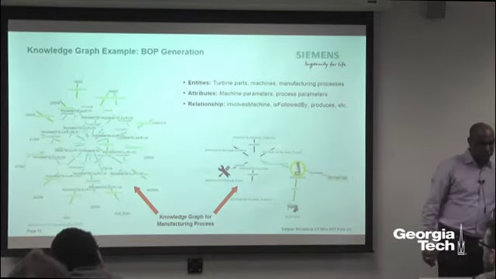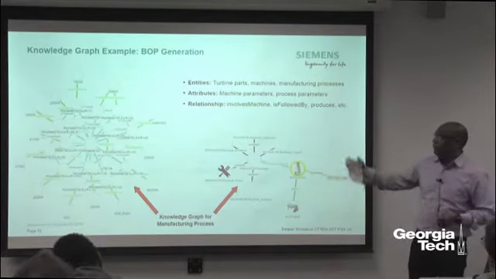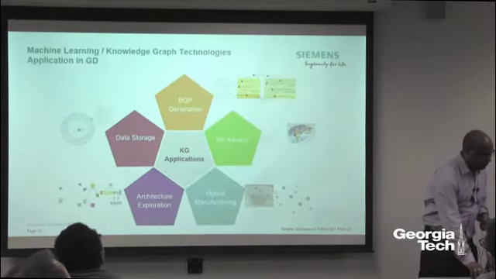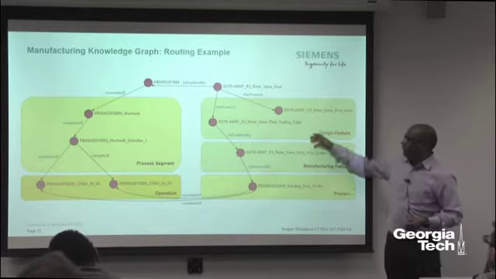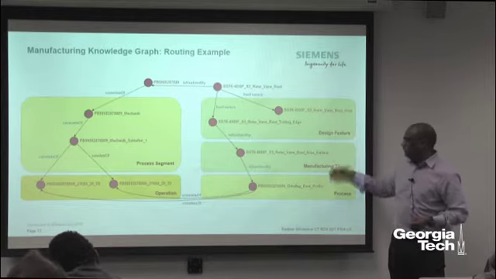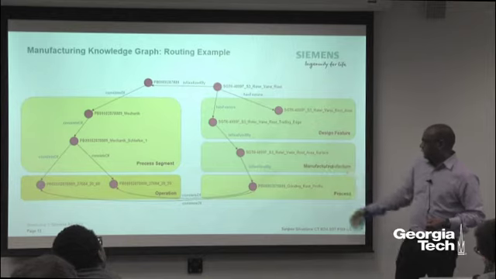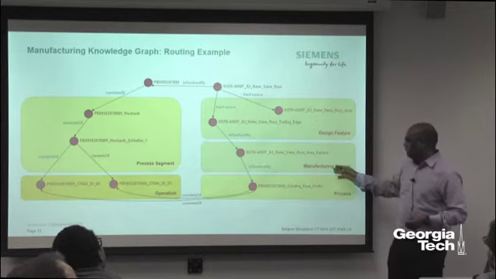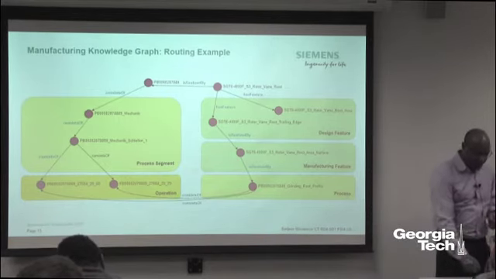So this is just a few examples of the knowledge graph. This is the bill of process generation use case, and I'll talk more about it, so I'm going to skip it. This shows more detail about it: the various types of nodes, the design feature nodes, the manufacturing feature nodes, and the relation and process nodes, and how you can know that a manufacturing feature can be realized by a certain process. All this was embedded in the knowledge graph.